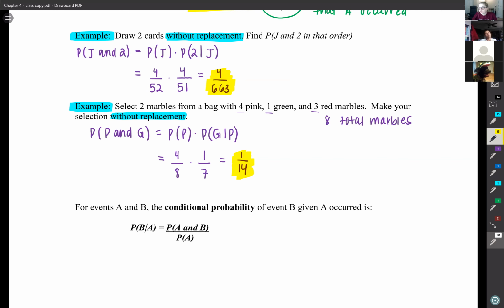Okay, any questions on the multiplication rule when you're dealing with dependent events?